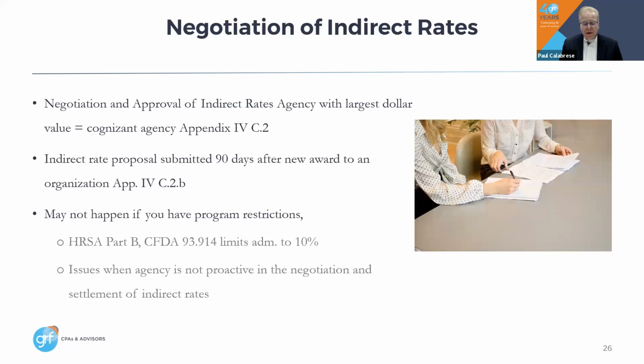So the actual negotiation is with the agency that has your largest dollar amounts. That can change over time, and I don't believe that you should be changing it every year. Basically, it is the agency that has the largest dollar amount, and you would see that in your schedule of expenditure of federal awards, which we often call the SEFA.